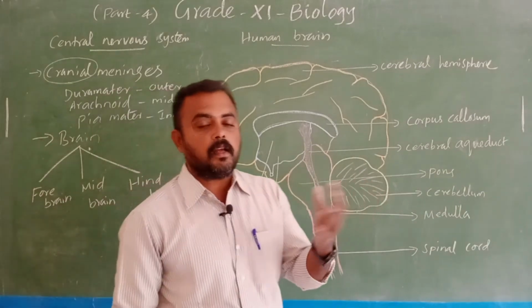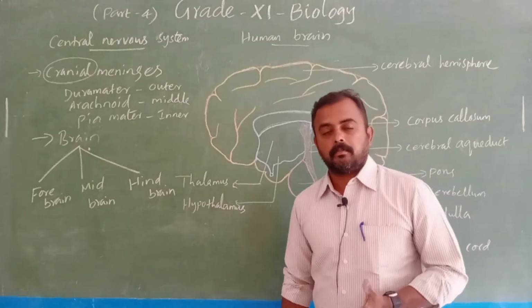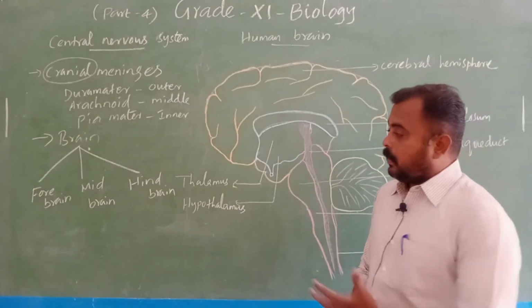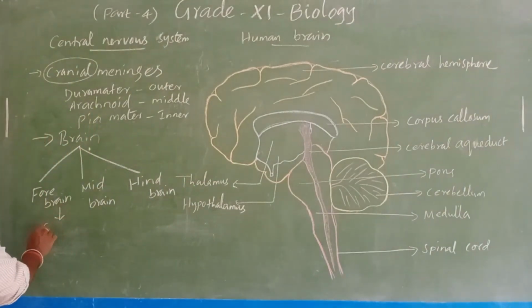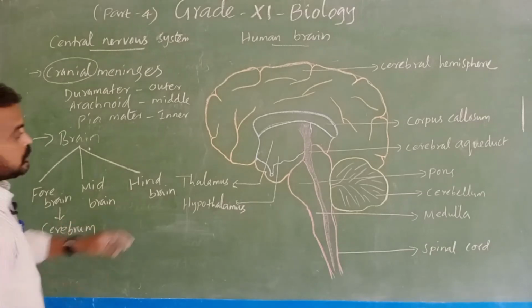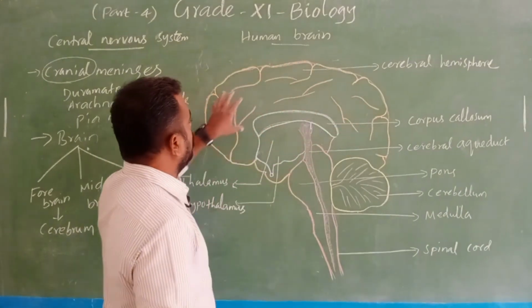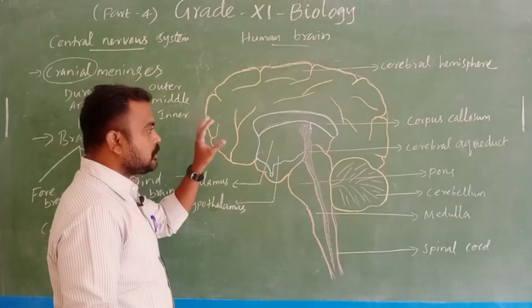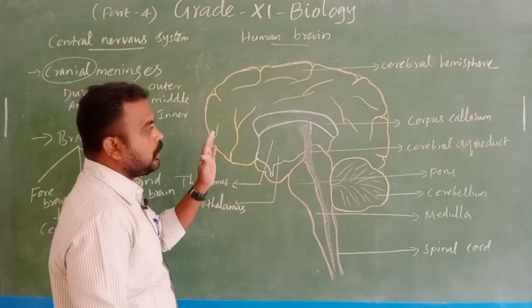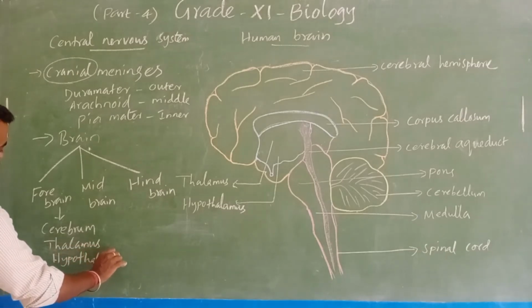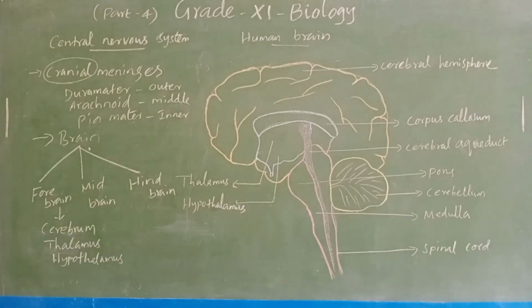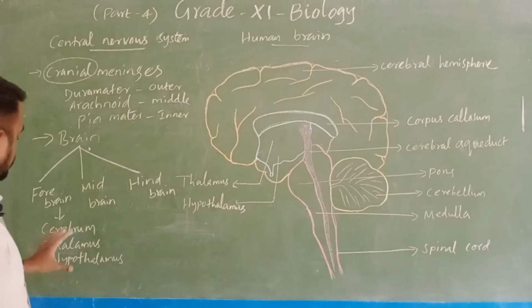Brain, which is divided into three main parts: forebrain, midbrain, hindbrain. In the forebrain, what are the parts? Cerebrum. This part is known as cerebrum, that orange color. It is the largest part of the brain. The next ones are thalamus and hypothalamus. Cerebrum, thalamus and hypothalamus come under the forebrain.